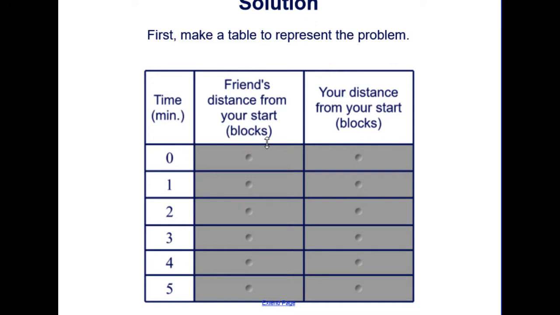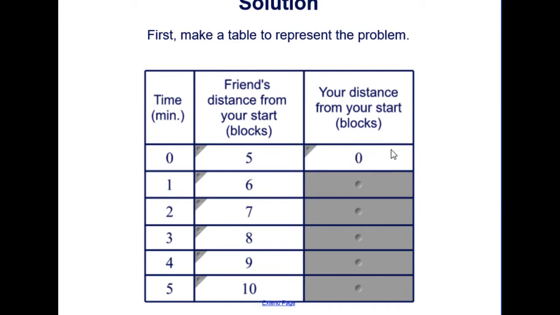The friend is 5 blocks away, so at time 0, it would be 5. And if they're walking 1 block per minute, you would add a block for every minute. So from 5, you would add 1 to 6, add 1 to 7, to 8, to 9, and then to 10.